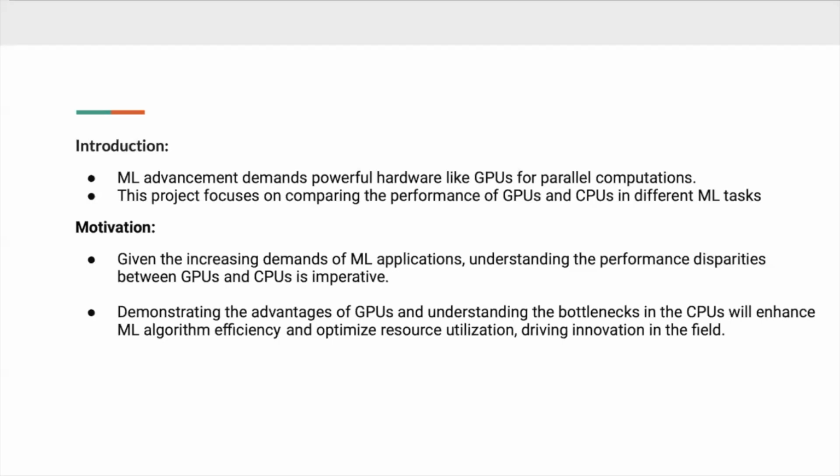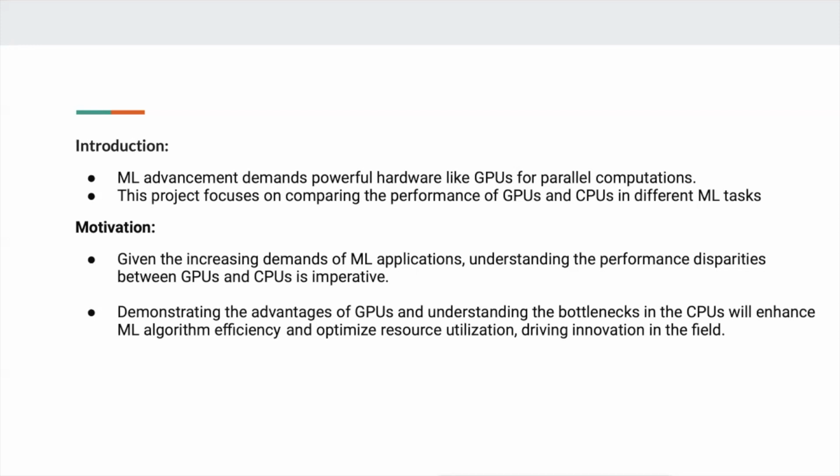With the advancement of machine learning, there has been an increased need for powerful computing hardware like GPUs, which excel in handling parallel computations. However, GPUs are often expensive and not always accessible, leading to a need for optimizing ML algorithms for CPUs as well. This project focuses on comparing the performance of GPUs and CPUs in various machine learning tasks. We aim to identify performance bottlenecks and analyze them across these platforms.